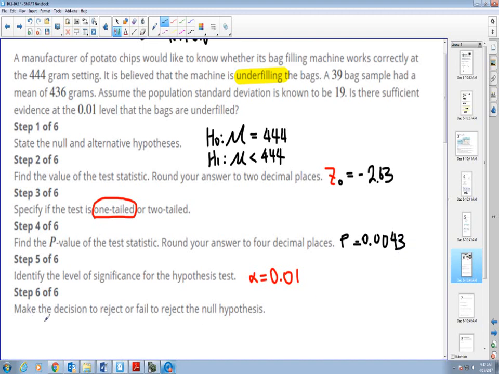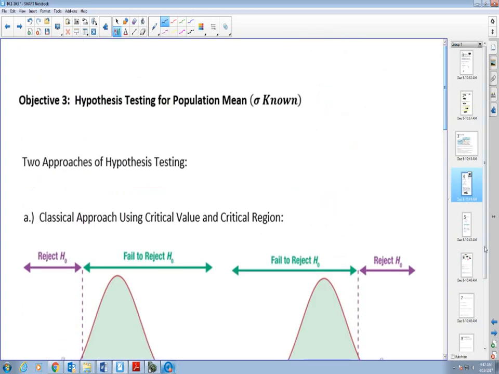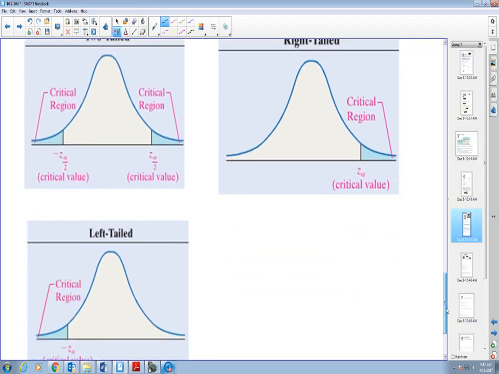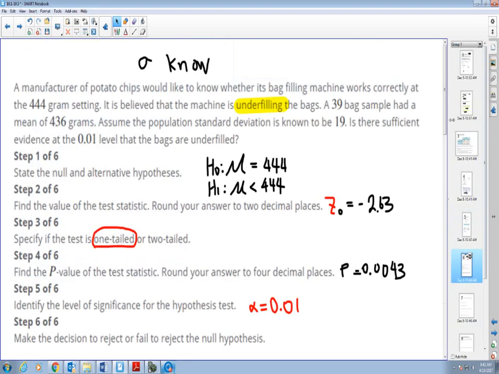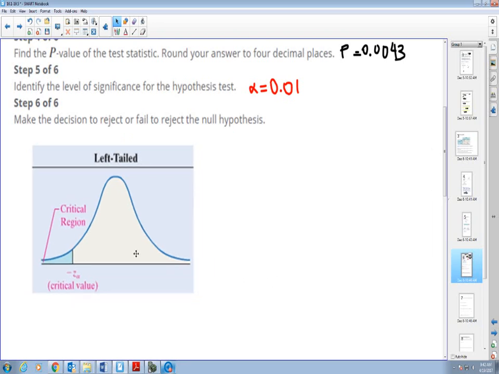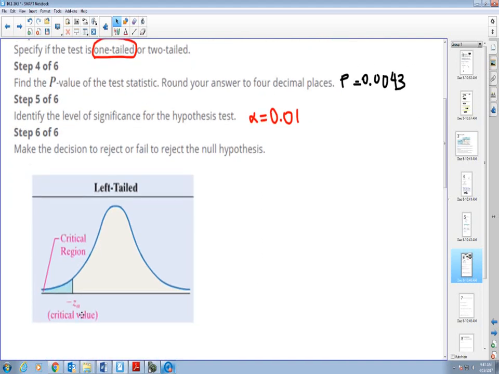Now let's make a decision whether we will reject or fail to reject. I'm going to take a picture of my left tail test real quick. I just performed a left tail test, so I'm going to put it right here. Remember, this right here is called a critical value, and this up here is called a test statistic. So negative Z sub alpha, because I'm doing a left tail test. Go to your table, one tail test, 0.01.